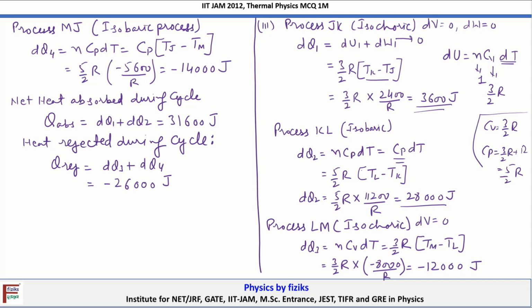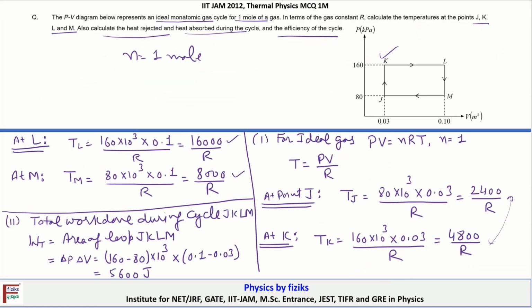Now how is the efficiency defined? Efficiency is output divided by input. What is the output? That is the work done during the complete cycle, divided by the heat input, which is the Q absorbed. So what is the work done? We have already calculated the work done on the previous page. Yes, here. So the work done we calculated to be equal to 5600 joule.